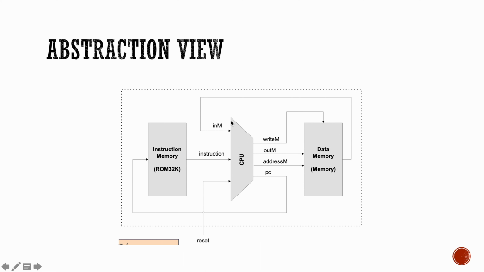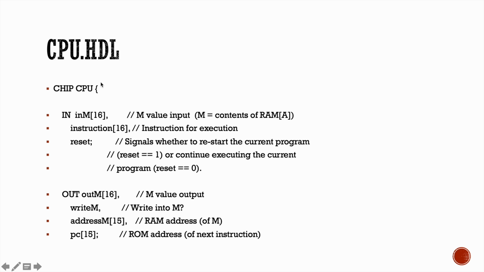So this is the CPU, and this is what goes in, and this is what comes out. Now, if we look at the API, because we have to derive the API first before we write the code. So for the API, we have the chip name, and we just name it CPU. These are the inputs. We have inM, which consists of 16 bits. The instruction is also 16 bits, and we also have the reset, which is basically for restarting the current program. So we reset it.